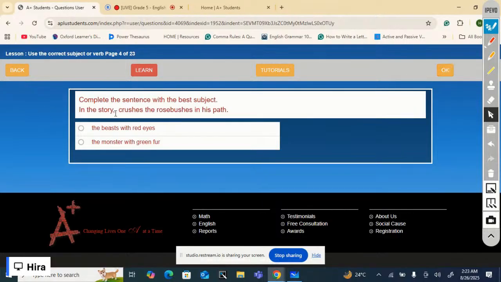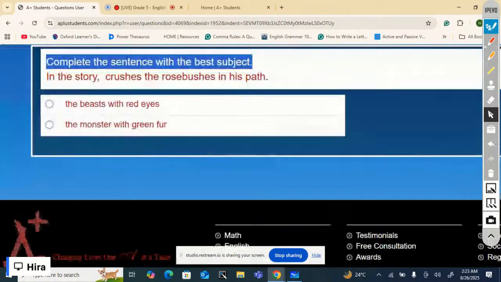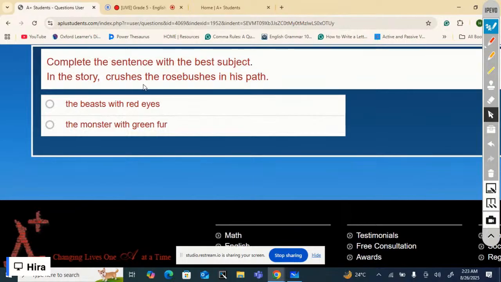In the story, oh, now the instruction is different. Complete the sentence with the best subject. Now, the subject is missing in the sentence. You have to decide. How do we decide? Well, it's simple. Look for the verb. In the story, blank crushes the rose bushes in his path. So, who crushes the rose bushes?